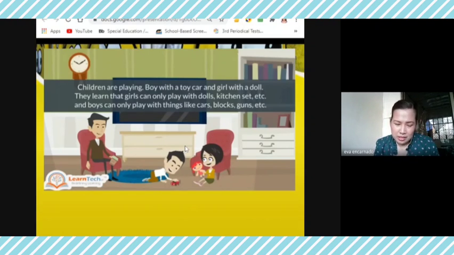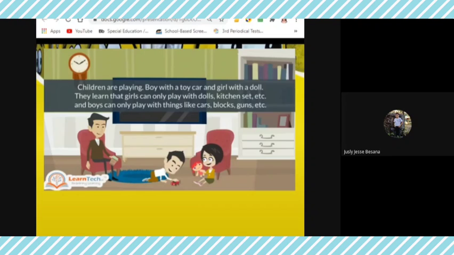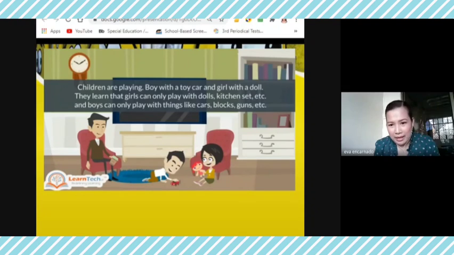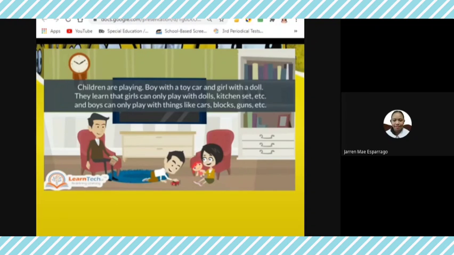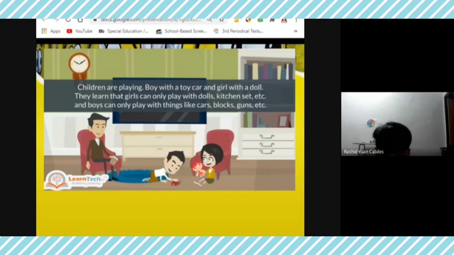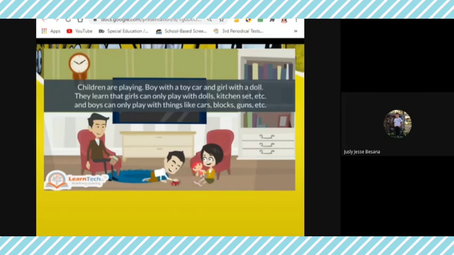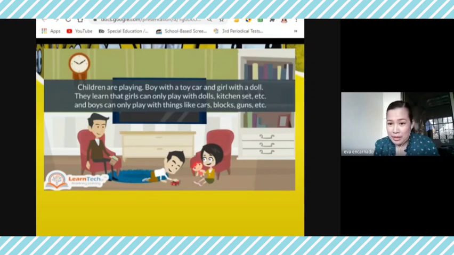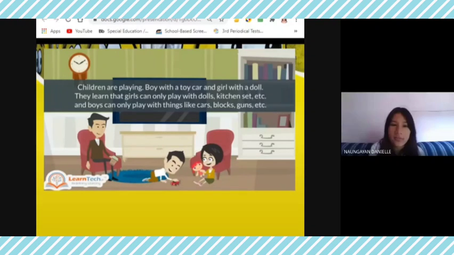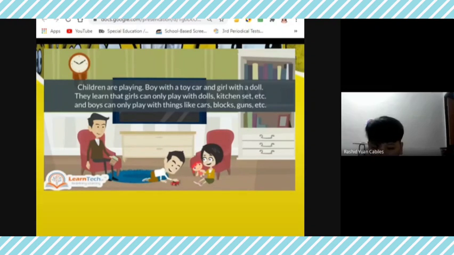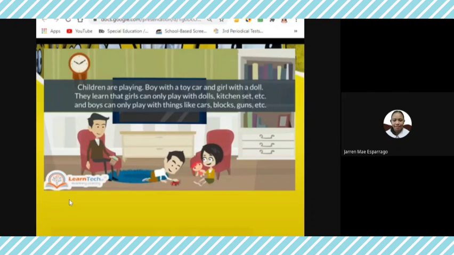Ganun ba yung class? Hindi po, ma'am. Ang boy ba, pwede? O sige, ang boy ba can play with dolls also? Yes po, ma'am. Opo. If he likes to. Sila nag-enjoy. Oh, sige. Kapag yung girl ba naglaro ng guns tsaka cars, tomboy na siya agad? Hindi po. Okay lang po. Basta po masaya lang po yung bata.